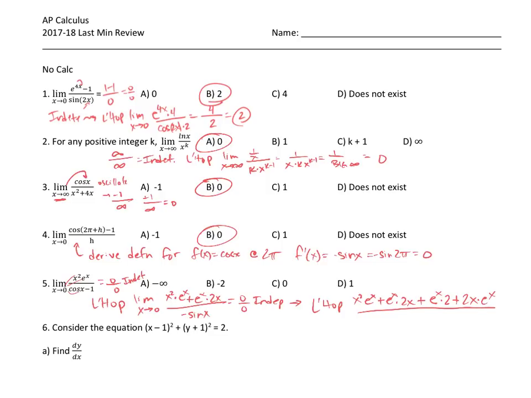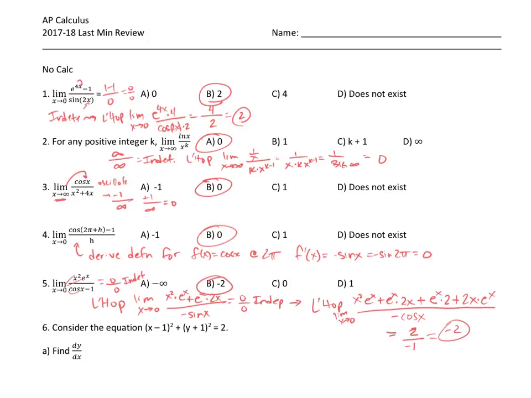On the bottom, you're going to end up with negative cosine x. All right, as we plug in our 0 value, because this is the limit as x goes to 0, on the top, when you plug it in, you end up with positive 2. On the bottom, when you plug it in, negative 1, so negative 2 is the answer.